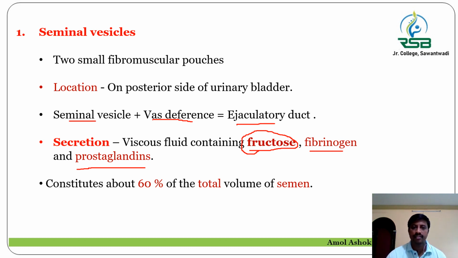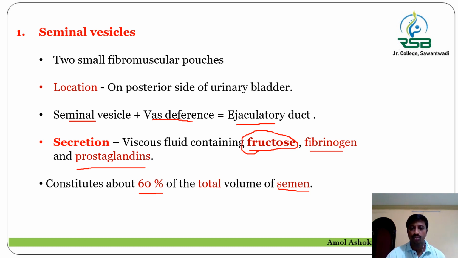So this is the seminal vesicle, which secretes a viscous fluid consisting of fructose, fibrinogen and prostaglandin. It constitutes about 60% of the semen. Of the total semen, 60% is the secretion of the seminal vesicle.